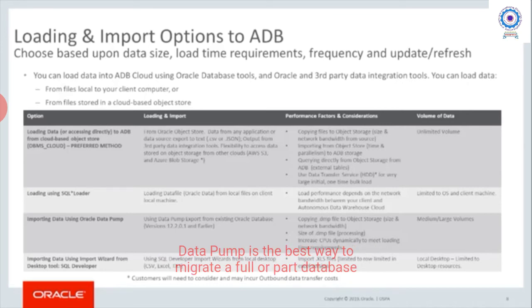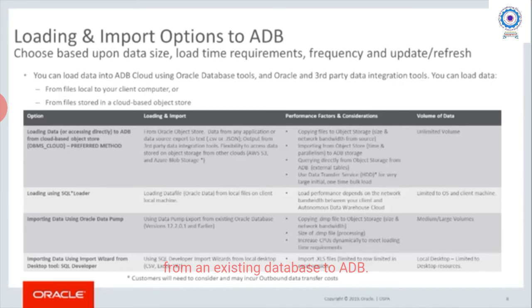DataPump is the best way to migrate a full or part database into ADB, including databases from previous versions. Because DataPump will perform the upgrade as part of the export-import process, this is the simplest way to get to ADB from any existing Oracle database implementation. SQL Developer provides a GUI front end for using DataPump that can automate the whole export and import process from an existing database to ADB.